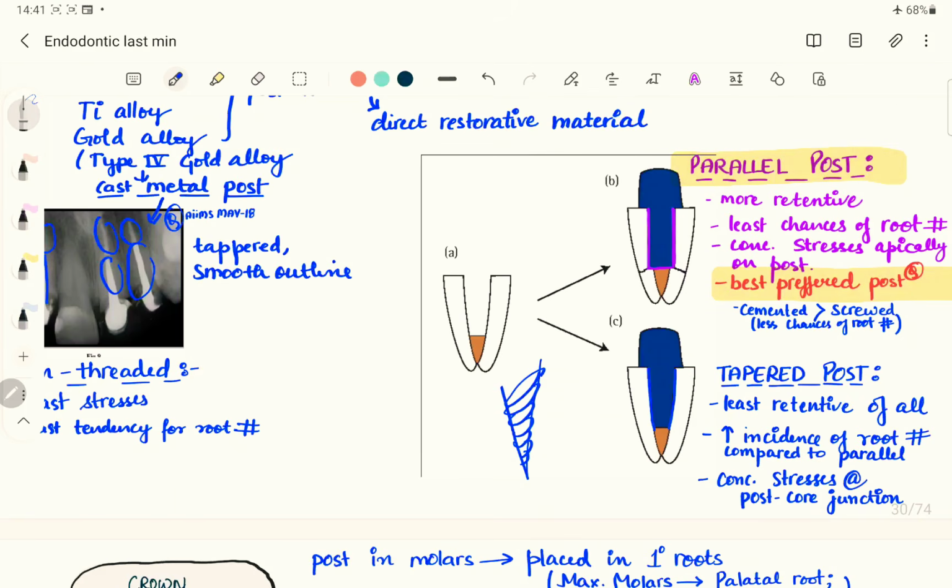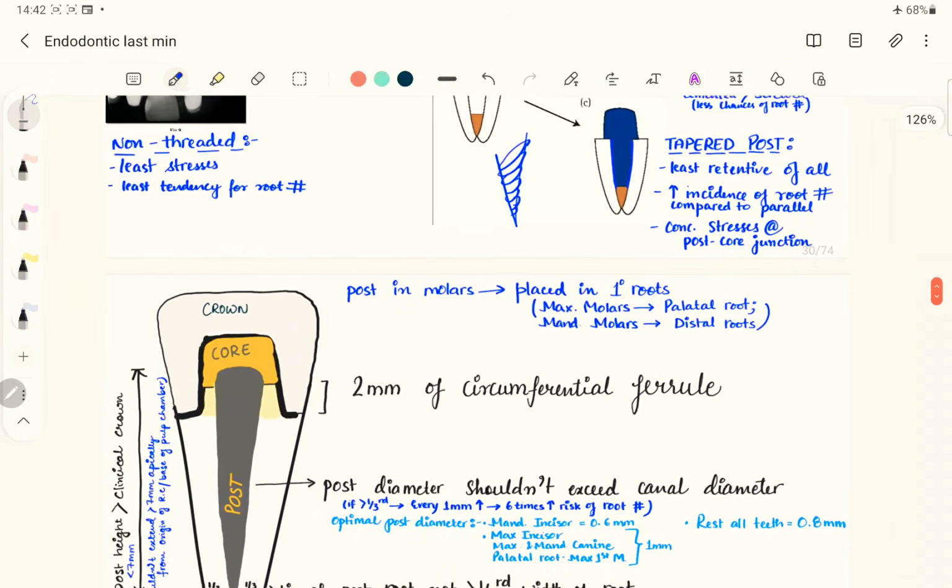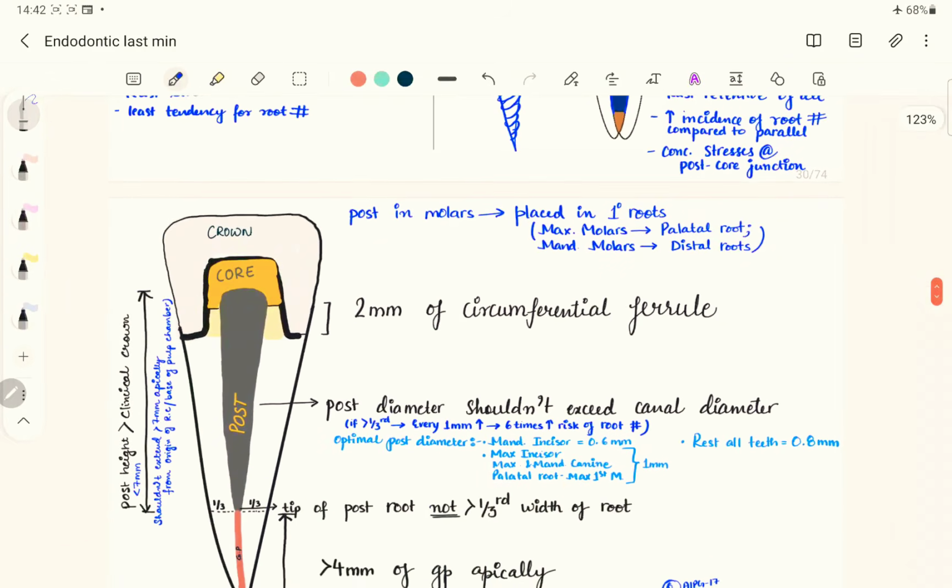So remember, the most preferred posts are the cemented parallel posts, or we can say smooth parallel posts, because they have less chance of root fracture. Now let's go through the principles of using a post.